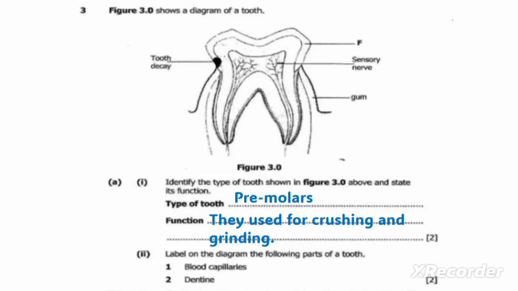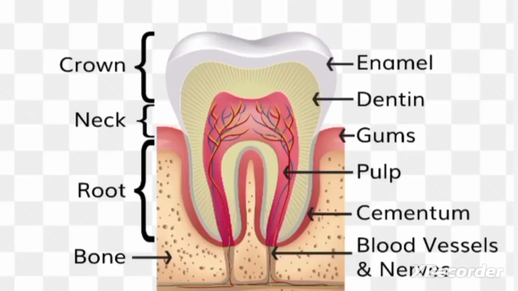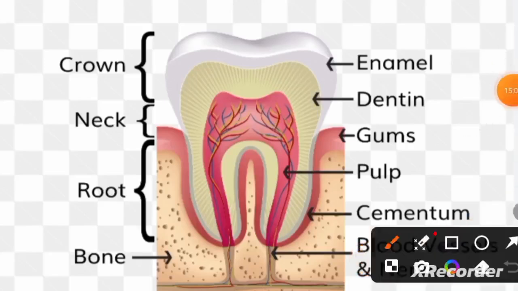Number 1, blood capillaries. Number 2, dentine. So where can we find blood capillaries and dentines? Here we have blood capillaries or blood vessels. So these are blood capillaries or blood vessels. Then we have a dentine here. So this is the dentine we are simply looking for.